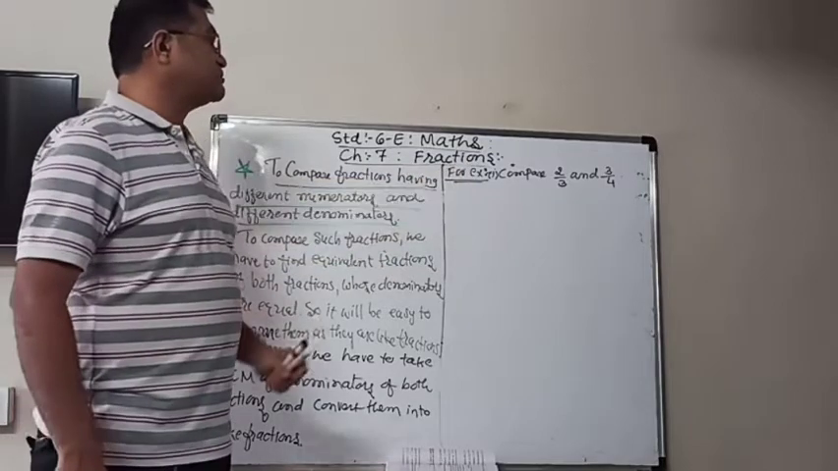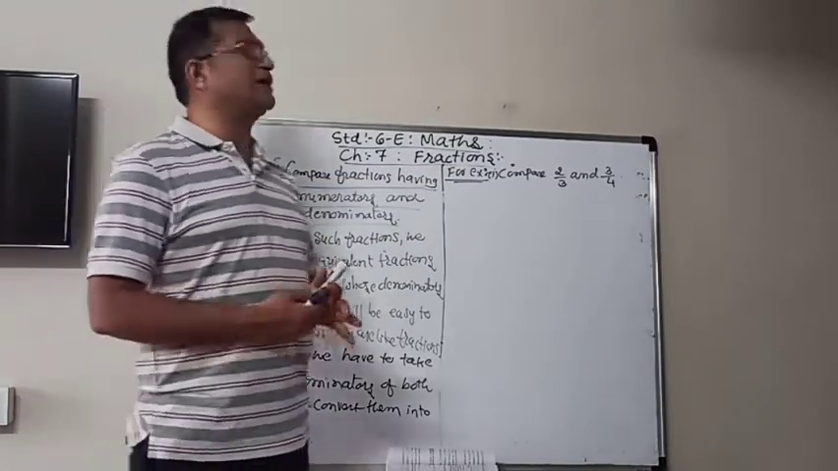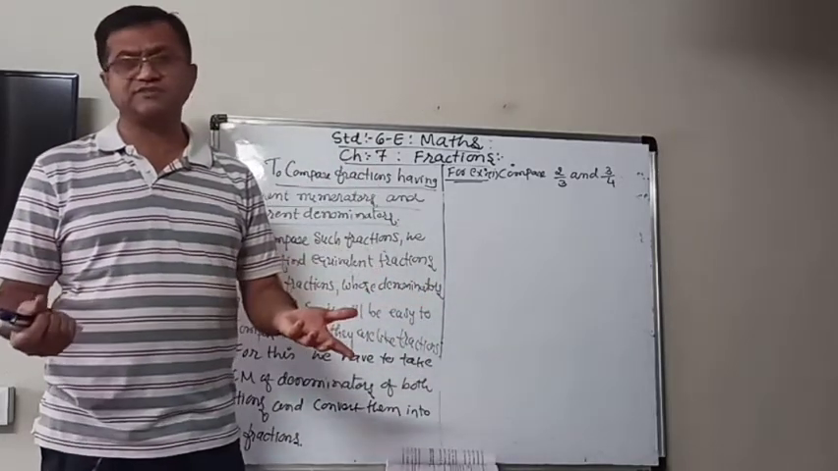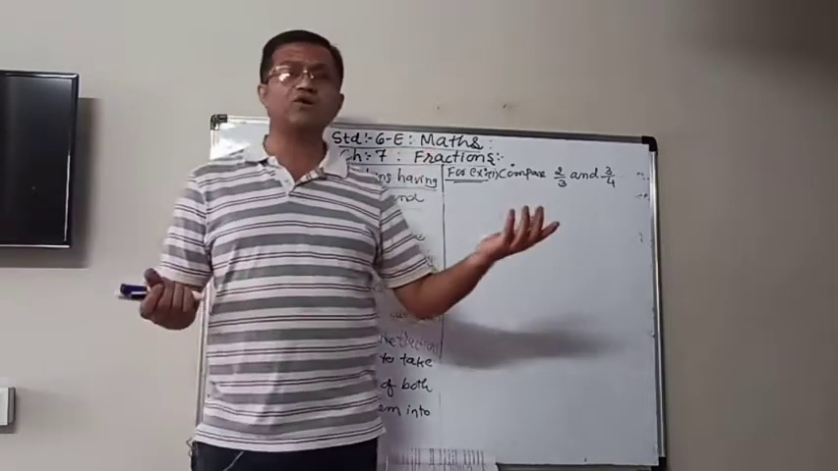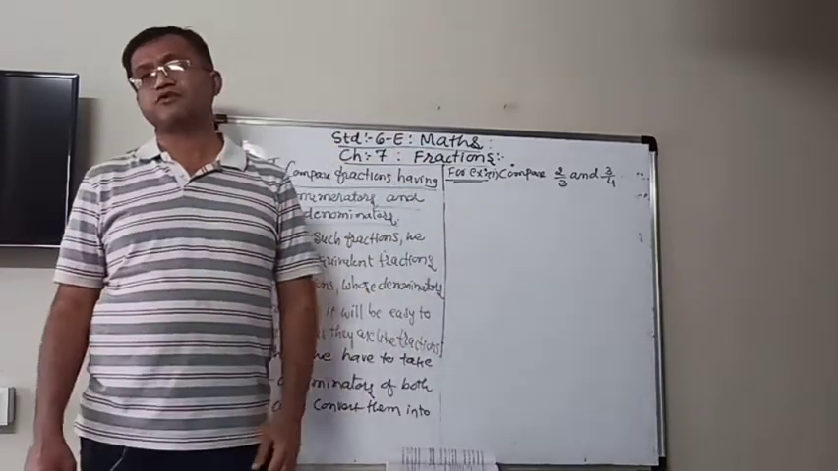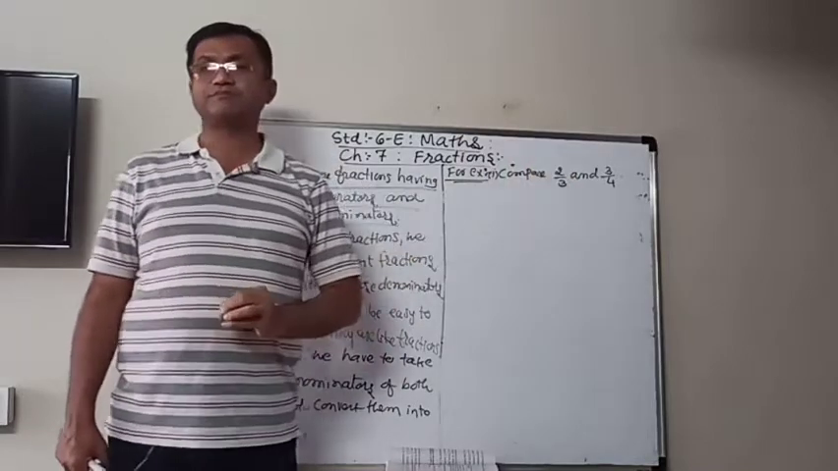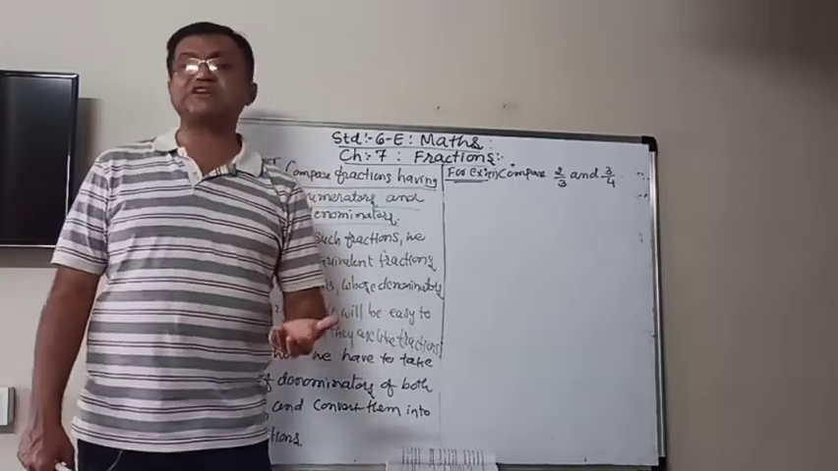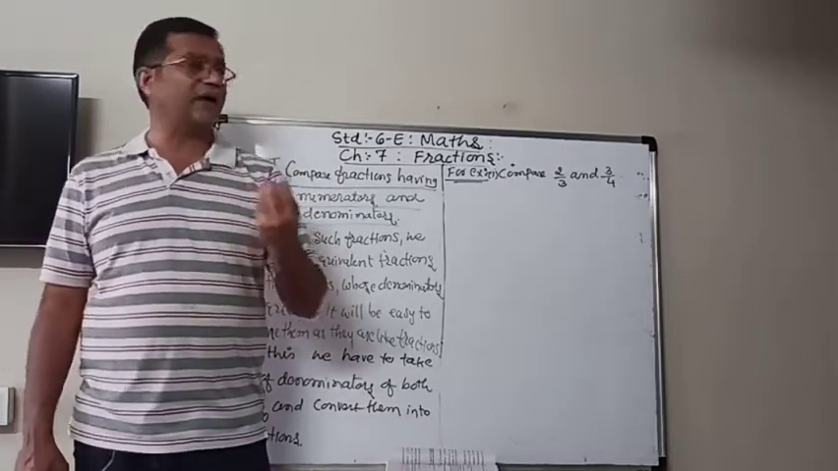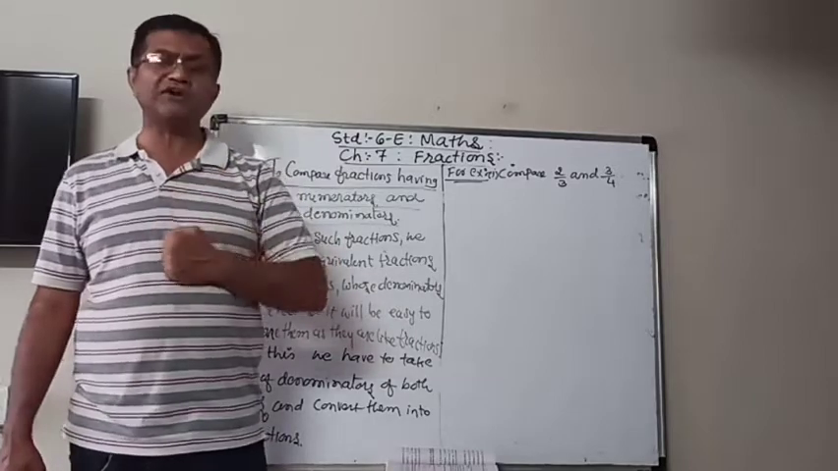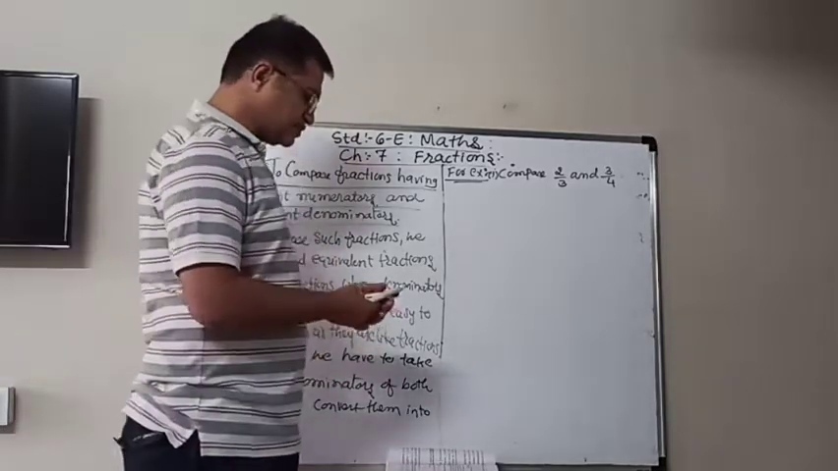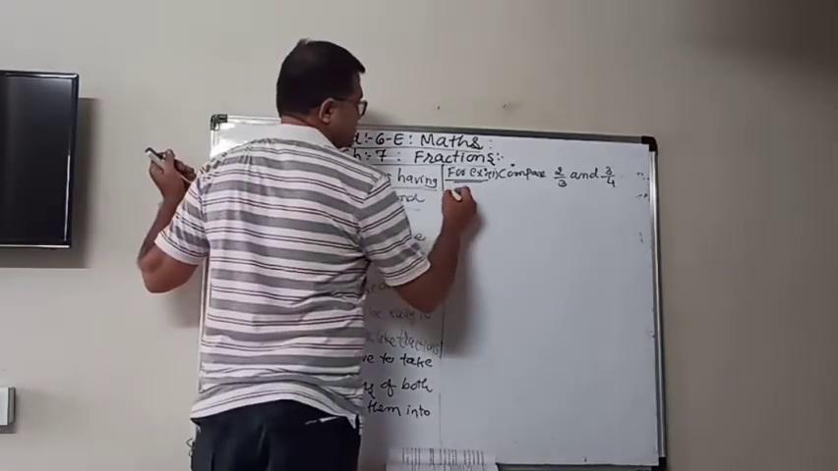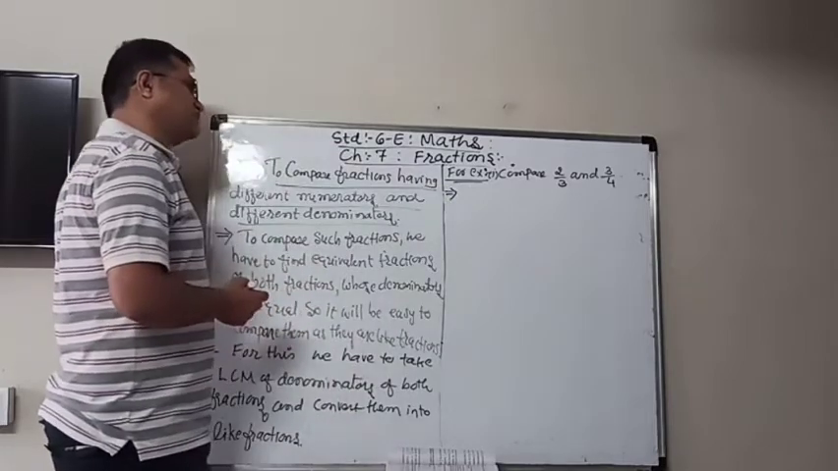Let's compare 2 by 3 and 3 by 4. Here they are not like fractions, and they don't have equal numerators either. So only by looking at them, it is not easy to decide which one of them is greater and which is the smaller fraction. So, as I told you, we have to convert them such that they turn into like fractions.